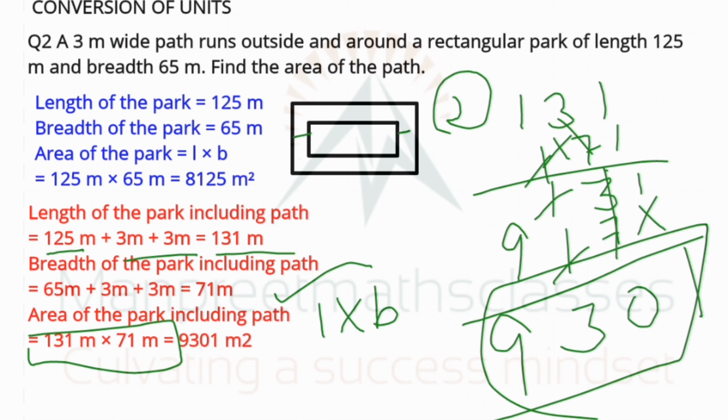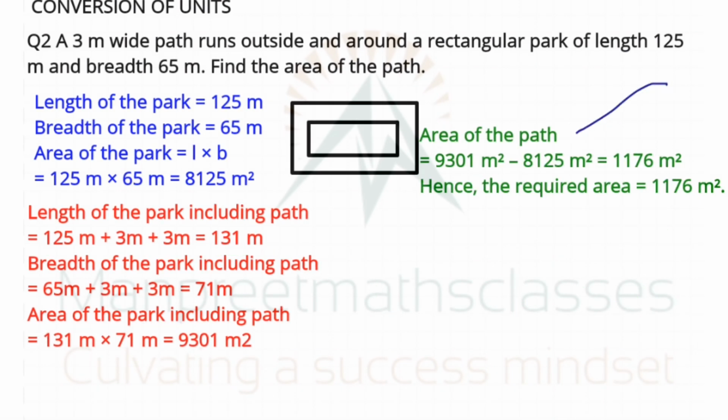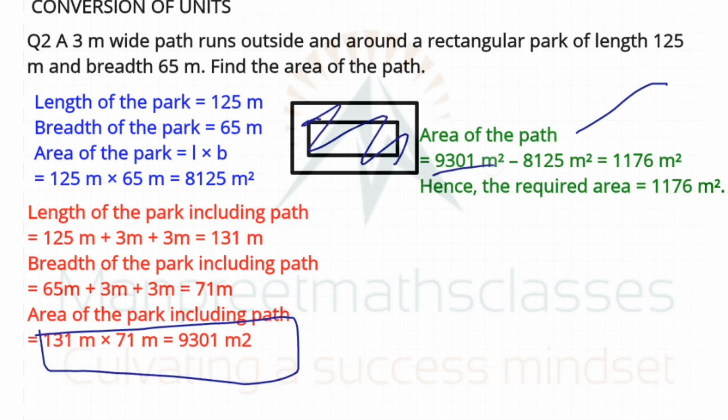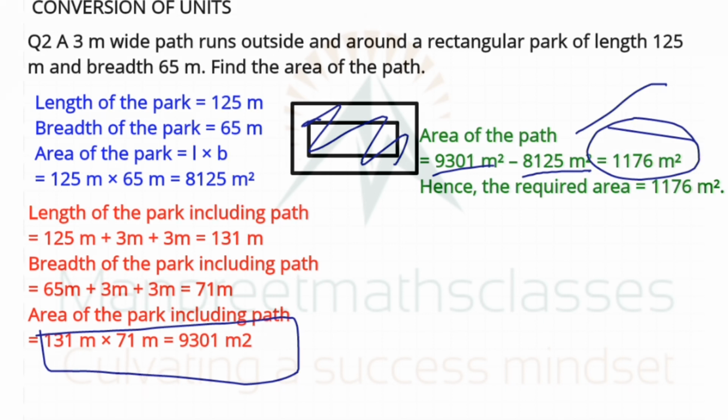Now our next step is to calculate the area of the path. Area of path is equal to the area of the park including the path, means this greater rectangle, that is 9301, minus the area of the rectangular garden or the area of the rectangular park. Then we will subtract it, and you will get your answer: 1176 is the required answer of the given question. Now let's move on to the third question.